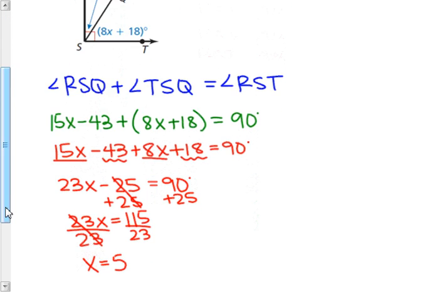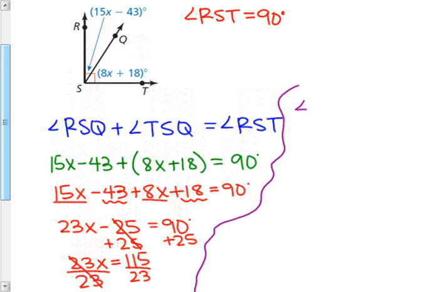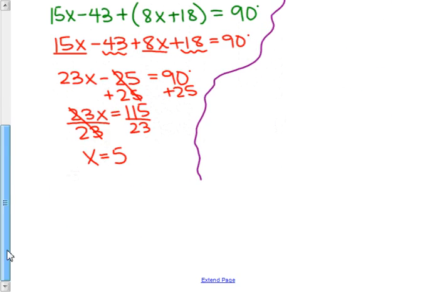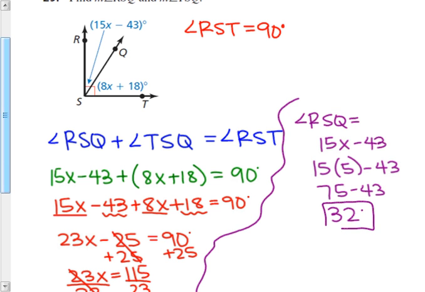So I'm going to do that off to the side here. I never give myself enough room to do this. So angle RSQ is 15x minus 43. Well, I know that x equals 5 from down here. So I'm just going to plug in x equals 5. So 15 times 5 minus 43 is going to give me the measure of that angle. I know that 15 times 5 gives me 75. 75 minus 43 gives me 32. 32 degrees is the measure of that angle.